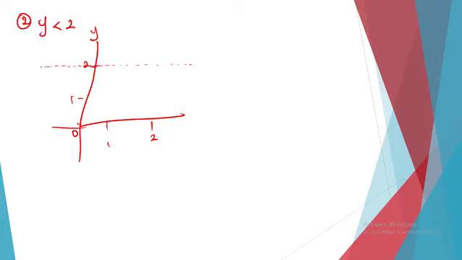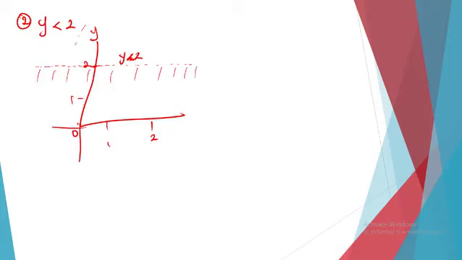Here we write y is less than 2. Now, if y is less than 2, which part of this should be shaded? This is the point 2. Above here is greater than 2, and below here is less than 2. Is that correct? So you shade here.